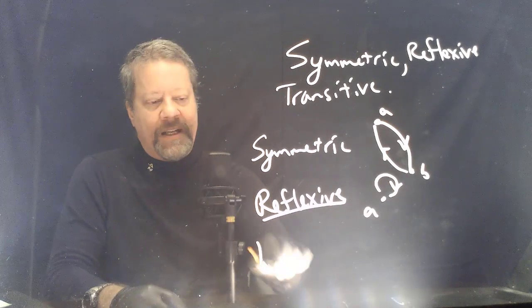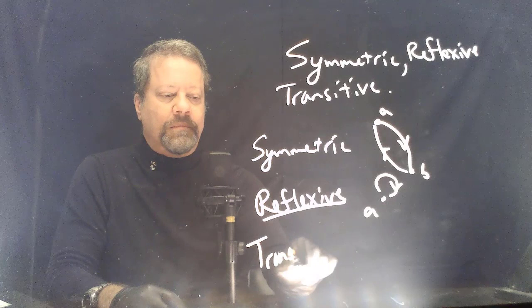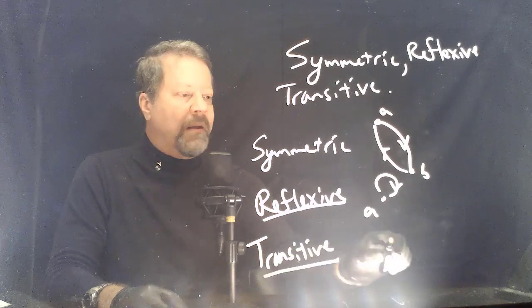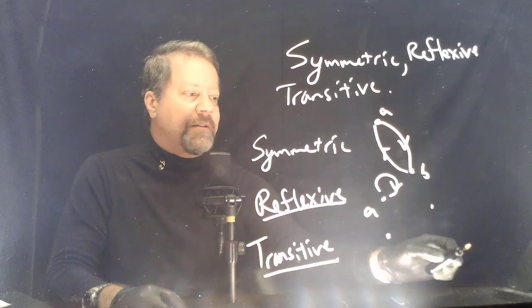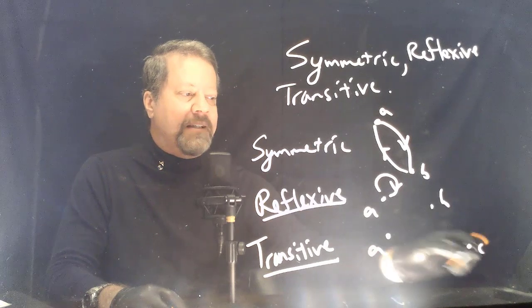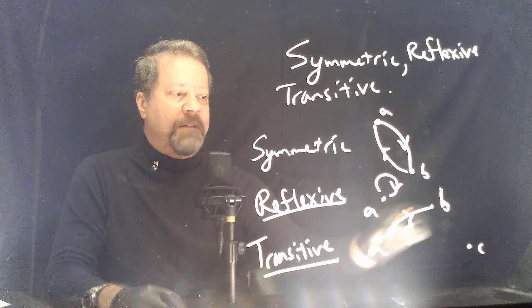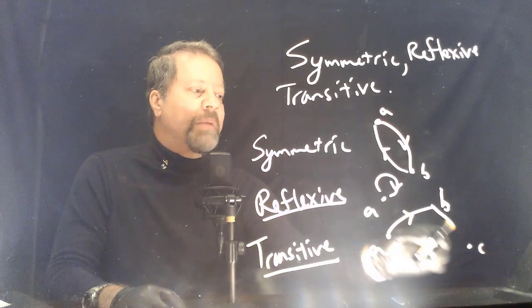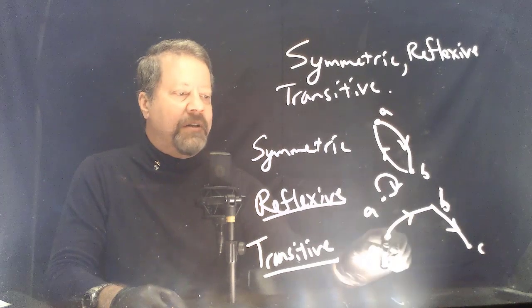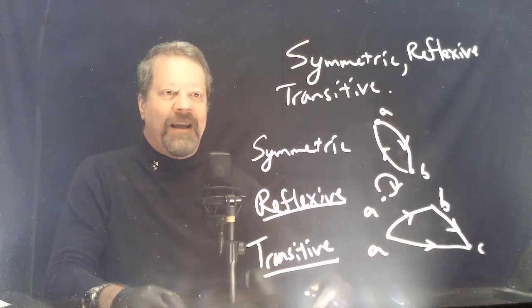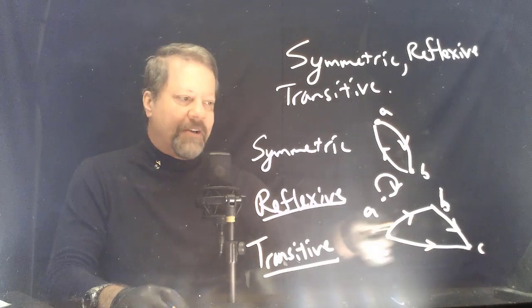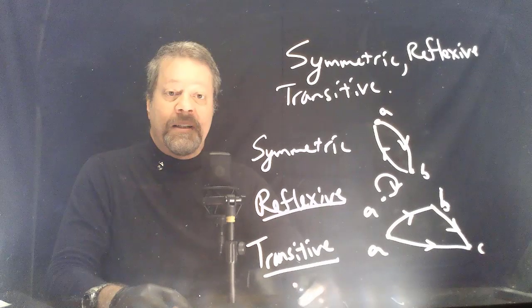And for transitive, you'll have to have 3 points, 3 nodes, A, B, and C. If A is connected to B with an edge, and B is connected to C with an edge, then A must be connected to C with an edge as well. That's how you detect whether or not the digraph is transitive.